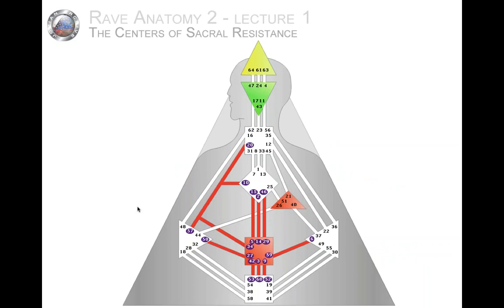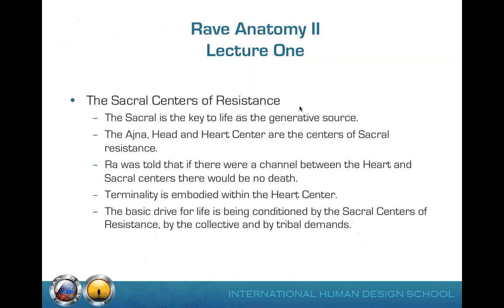It's incredible. So as we move into Rave Anatomy 2, Lecture 1, Ra talks about the centers of sacral resistance, which I found quite fascinating. I thought, what is sacral resistance? What do you mean by that? We have the centers, the heart, the ajna, and the head center, that are not connected directly to the sacral center. All these other centers are connected to the sacral center, but the heart, the ajna, and the head are not. They're left out. And so there is this resistance that gets developed.